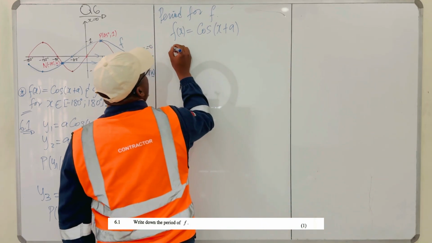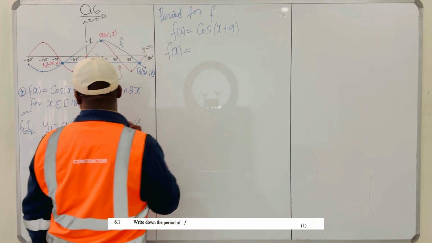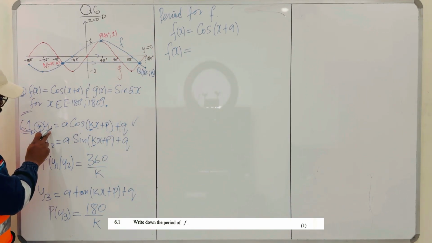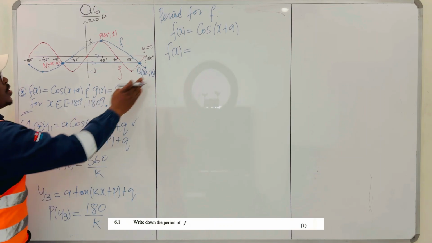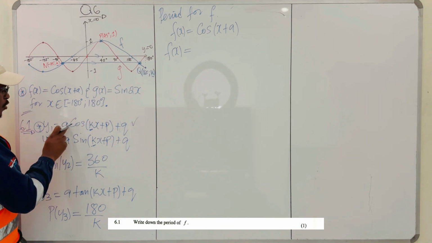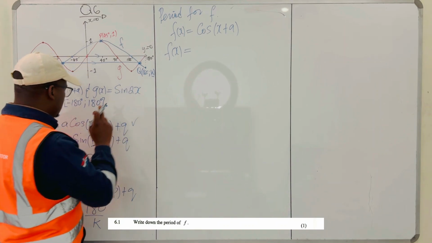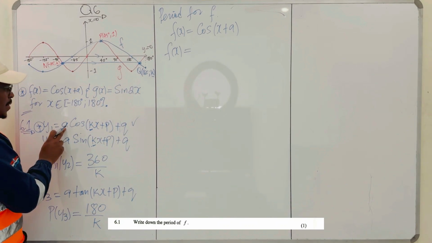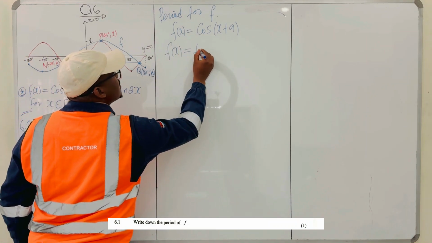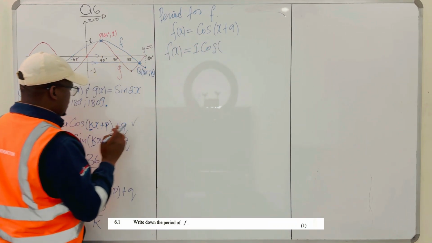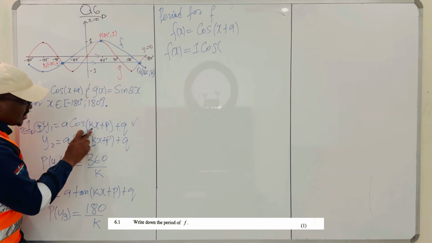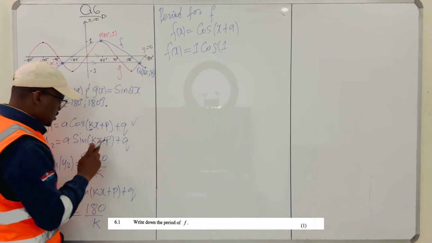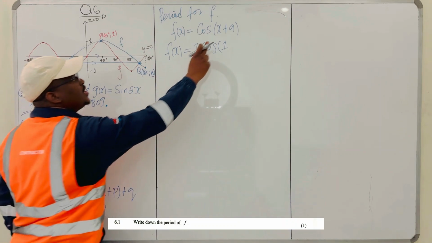And say maybe your f of x is equal to, you want to write it this way. A is the number multiplying cos. What is that number multiplying cos? It's 1. So it's 1 cos kx. What is the coefficient of x here? It's 1. Right? Plus p. What is the p? It is a there.